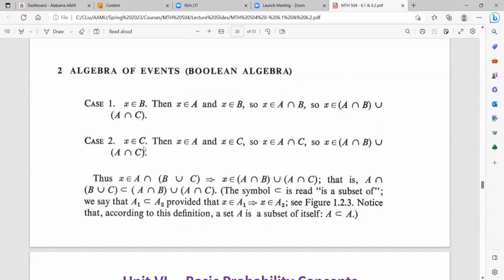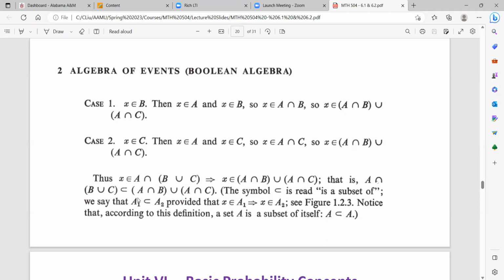If we combine these two cases, that means if X is in A intersecting B union C, then X is obviously in the union of A intersecting B and A intersecting C. In both cases, we have the same conclusion here. So that means A intersecting B union C is a subset of A intersecting B union A intersecting C, because any element you pick from A intersecting B union C will also be in the union of A intersecting B and A intersecting C. So that's just part of this.